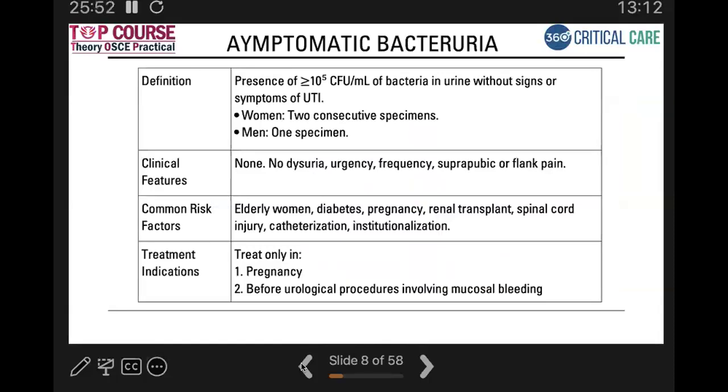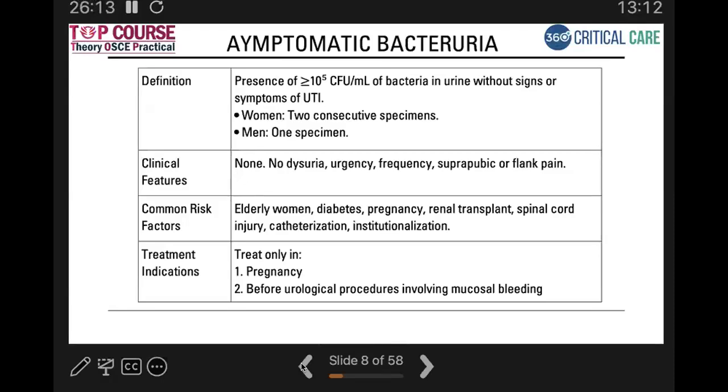Why do you have to know this? If there are no symptoms, if you see bacteria in the urine, you don't treat it with an antibiotic unless they have symptoms or a systemic manifestation. You don't have to treat asymptomatic bacteriuria. All you have to do is be careful and keep monitoring whether they fall into the sepsis spectrum.